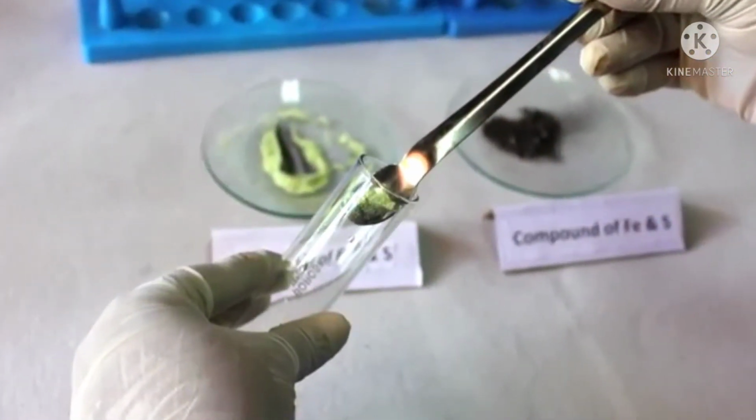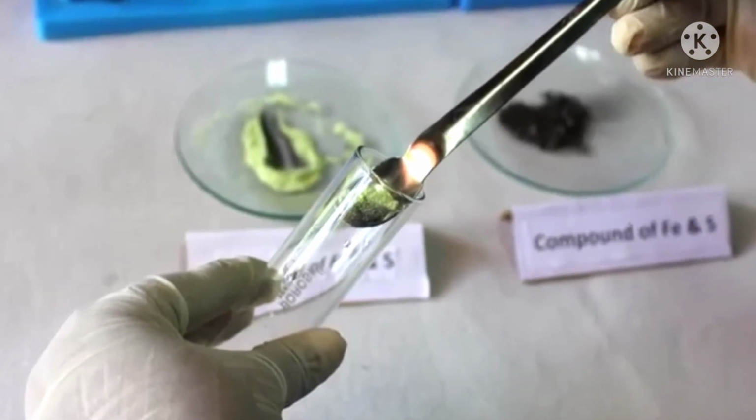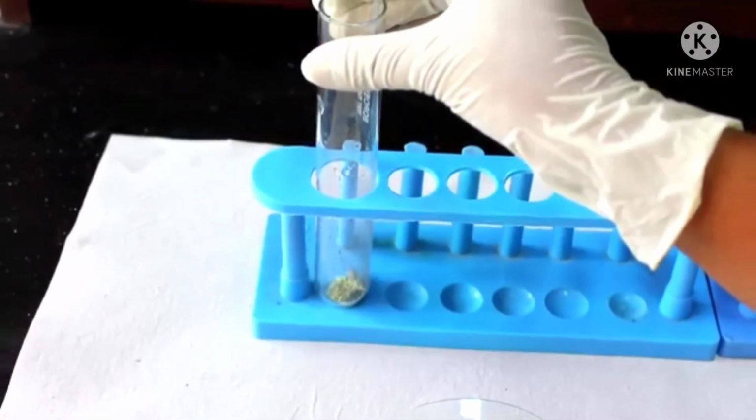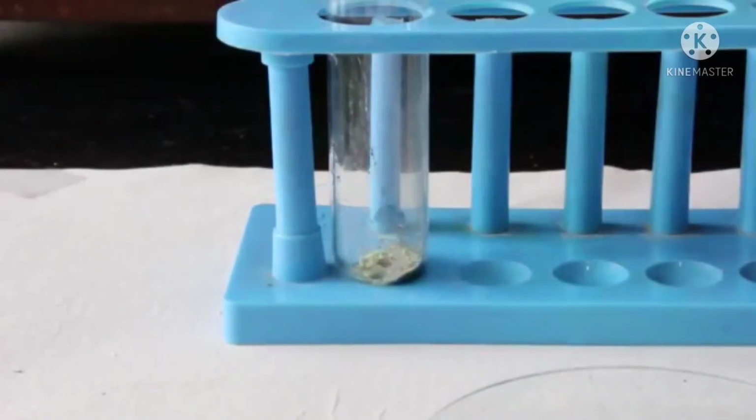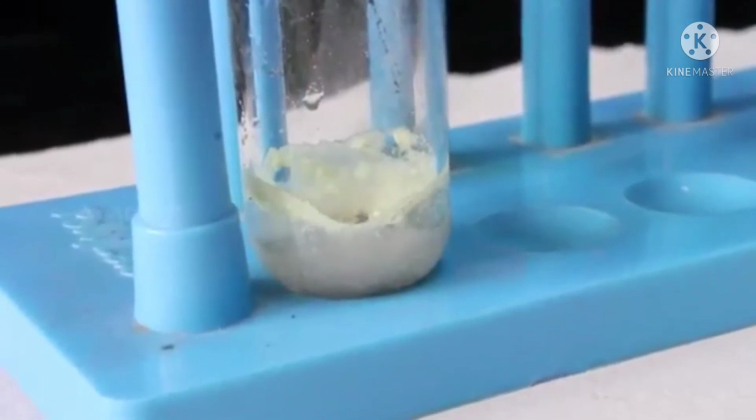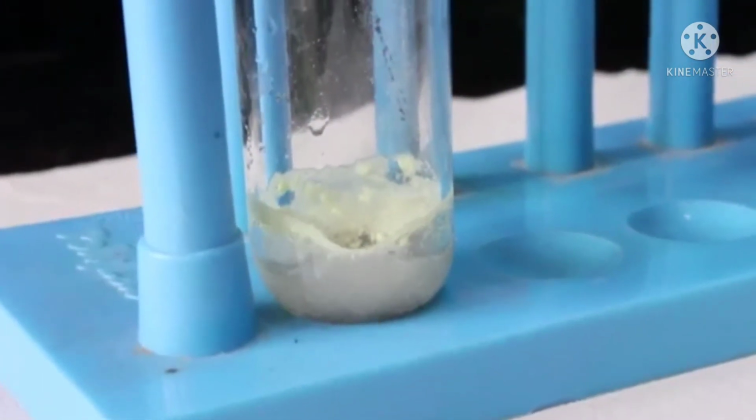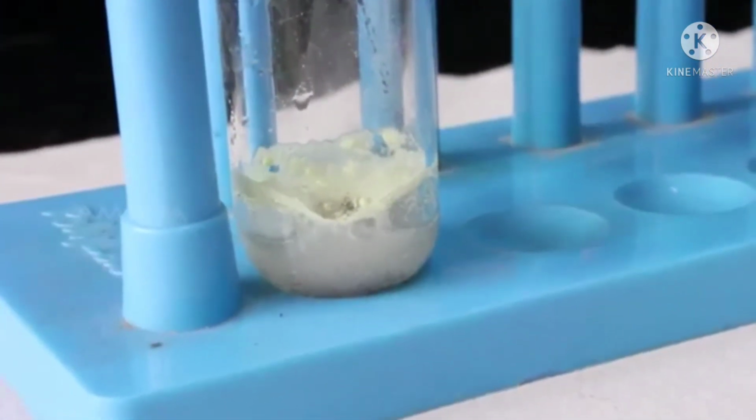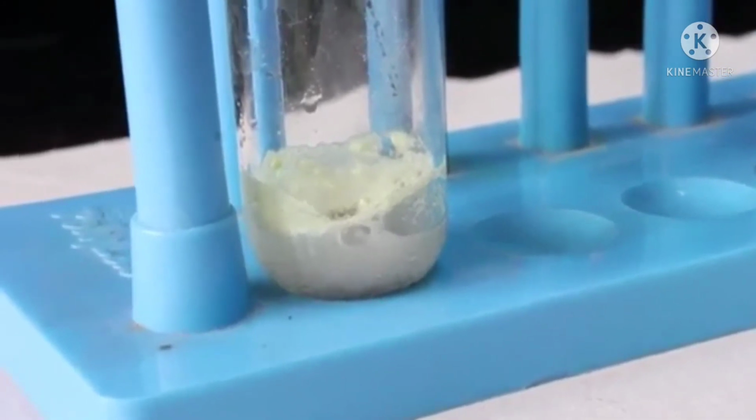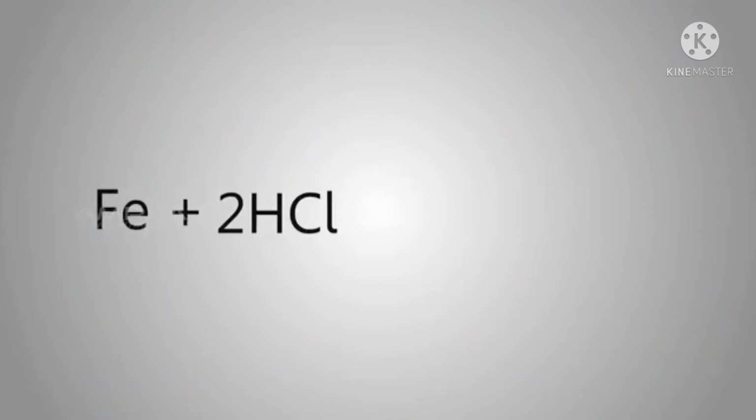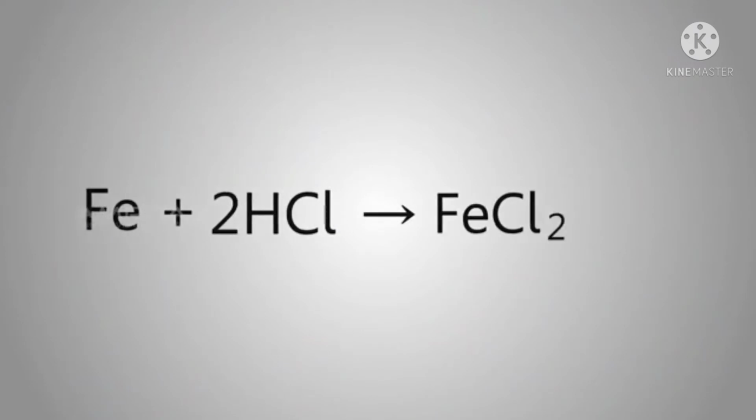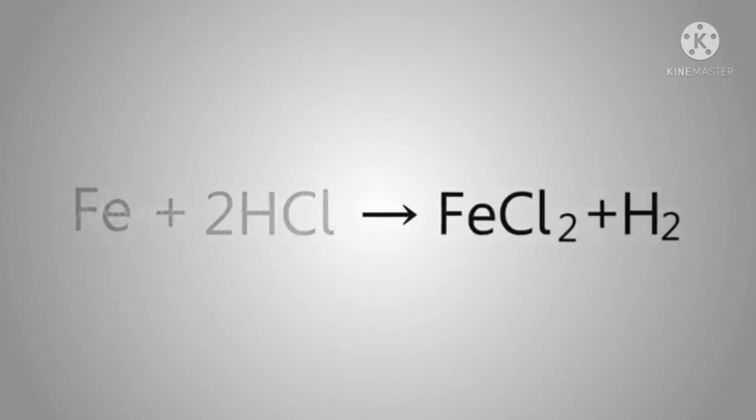Now, transfer a small quantity of the mixture to a boiling tube and place it in the test tube rack. Add a few drops of dilute HCl using a dropper. We can see the evolution of gas bubbles, which indicates that iron reacts with dilute HCl and forms hydrogen gas. Fe + 2HCl gives FeCl2 + H2.